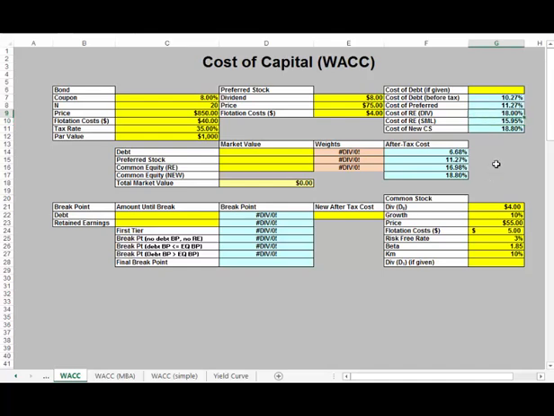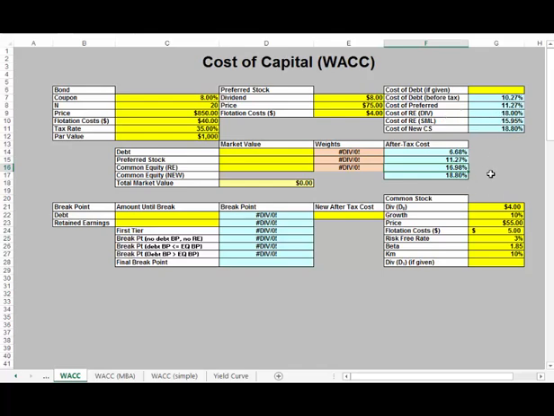And this makes a little bit of sense. The cost of retained earnings is less than the cost of new common stock. Again, not by much, but it is less. So how does that fit into our after-tax cost function? This calculation right here is an average. It's the average of these two numbers.